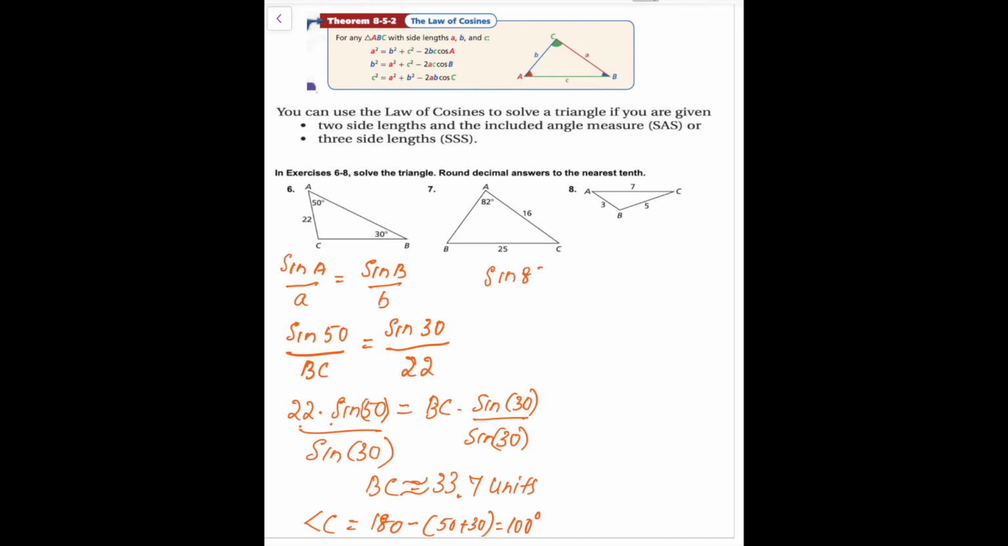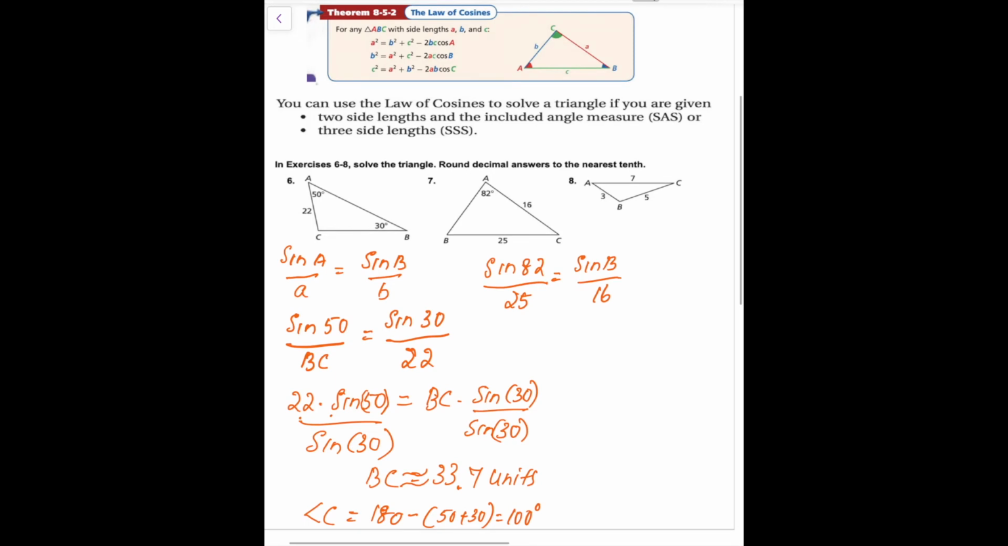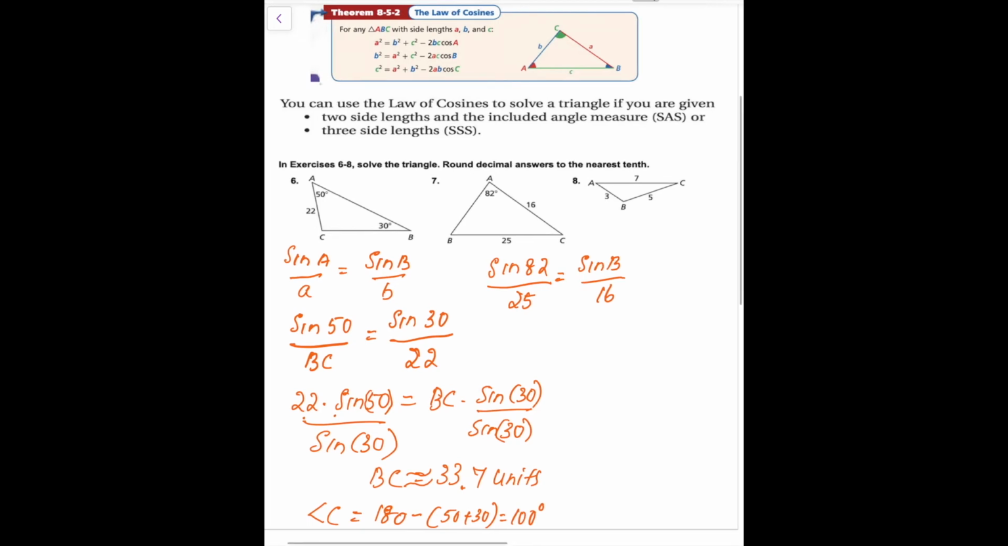So it is sine 82 over 25 is equal to, we know only AC, so let's take that. That is sine B over 16. Using this, you can calculate sine B, because when you cross multiply, you will get 16 times sine 82 is equal to 25 times sine B.